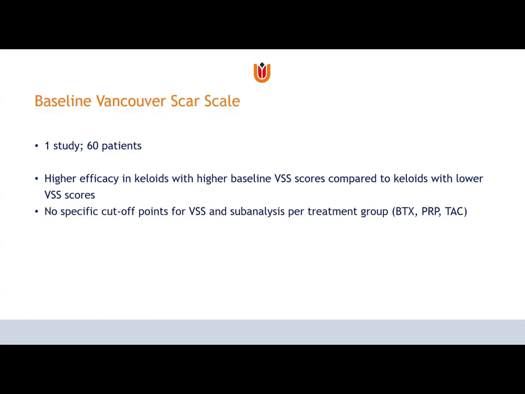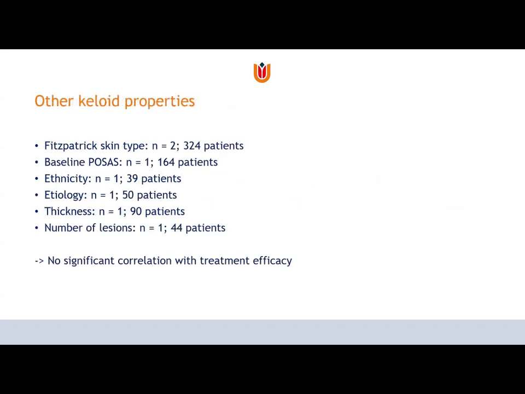Then considering the baseline Vancouver scar scale, there was 1 study with 60 patients. This study showed that there was a higher efficacy in keloids with higher baseline Vancouver scar scales compared to keloids with lower scores. And this study used Botox, PRP or triamcinolone, but no sub-analysis was performed, and also no specific cutoff points were reported. Considering all other keloid properties, no significant correlation was found with treatment efficacy.